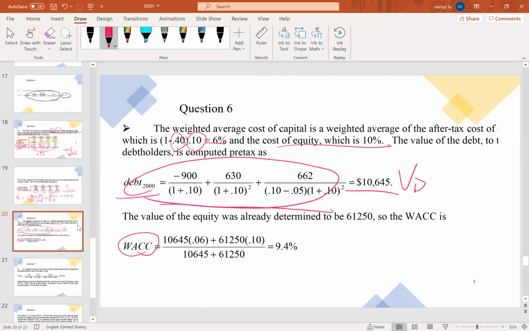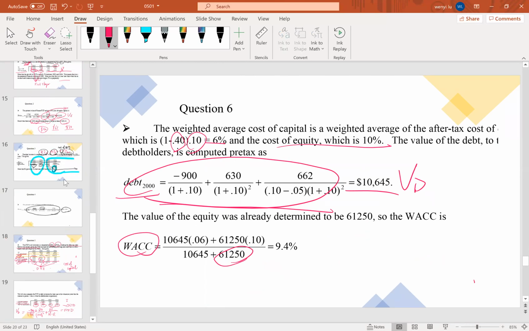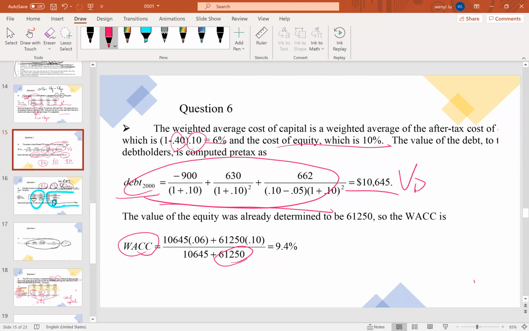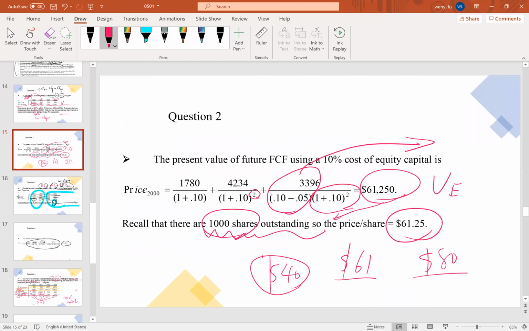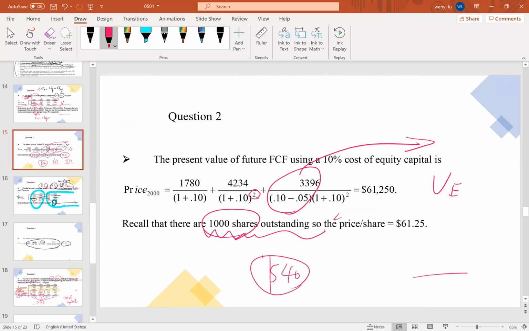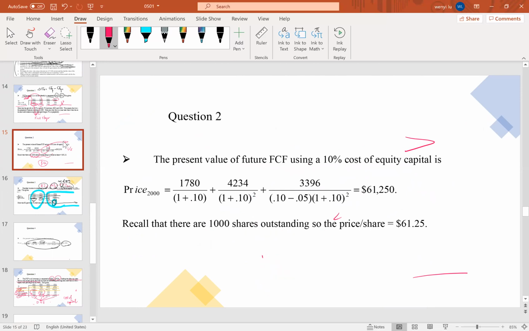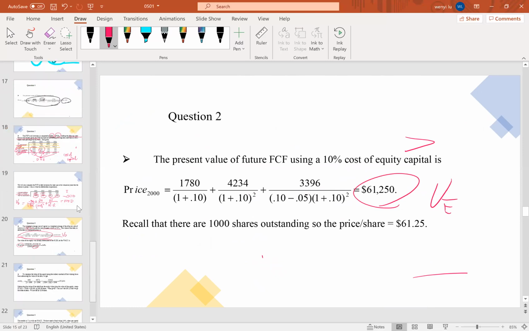And the value of equities, we also solved in the last questions we did. The value of equities is already determined in questions 2 and 3. You can see here, in question 2 we already solved the value of equity is 61,250. So you will use this number directly, and this is the equity value.